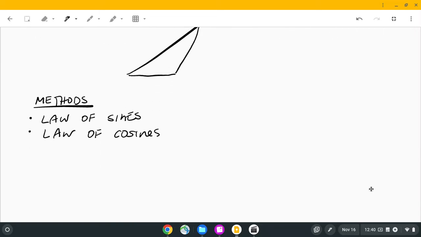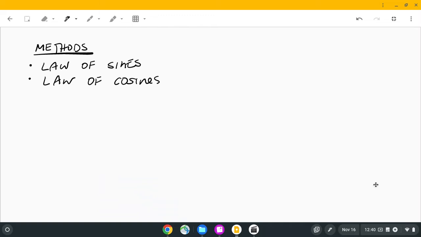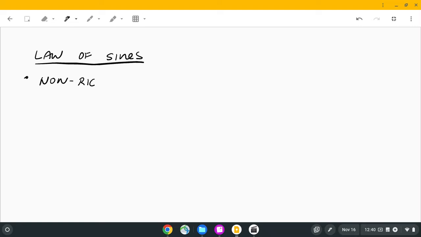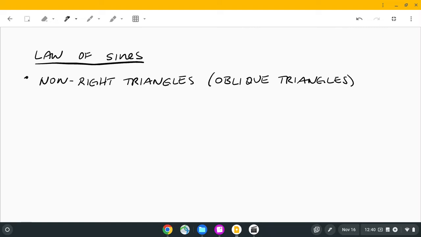All right, so let's start with law of sines. Again, we use law of sines when we have non-right triangles, which are known as oblique triangles. And we use law of sines if you're given one of the following situations.